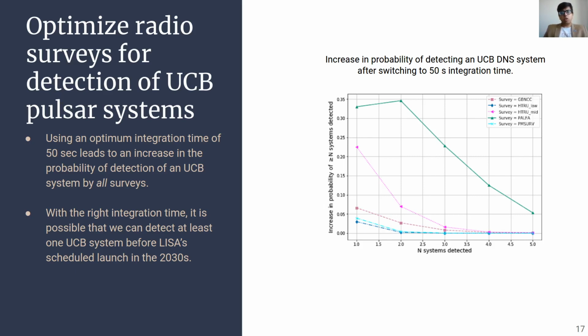We can see that using an optimum integration time of 50 seconds leads to an increase in the detection probability across all the surveys. Especially, the highest increase in the detection probability can be seen in the P-alpha survey, shown here in the green, which is one of the surveys being done at the Arecibo Radio Telescope. Putting this together with the results that we saw a couple of slides ago, this brings the total probability of P-alpha detecting at least one of these UCB pulsar systems to about 80%. So with the right integration time, it is very much possible that we can detect at least one UCB system before LISA is scheduled to launch in the early 2030s.